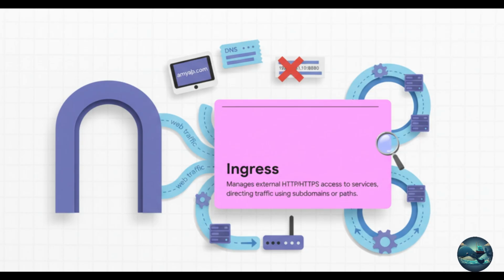But what about exposing your app to the big, wide internet? Well, for professional web traffic, you use an ingress. An ingress is basically the smart router for your entire cluster. It's the front door. It handles all the external access and lets you use a nice, clean domain name like myapp.com instead of some ugly IP address.